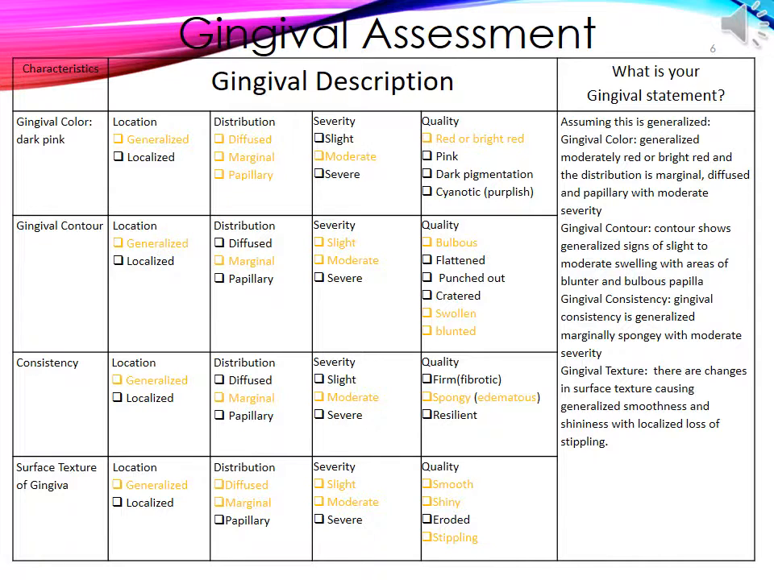Gingival contour shows generalized signs of slight to moderate swelling with areas of blunted and bulbous papilla. The consistency is generalized marginally spongy with moderate severity. The gingival texture. There are changes in surface texture causing generalized smoothness and shininess with localized loss of stippling.